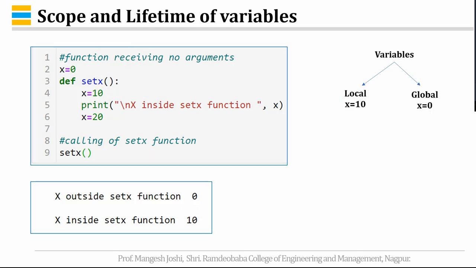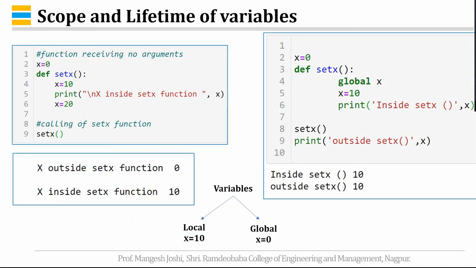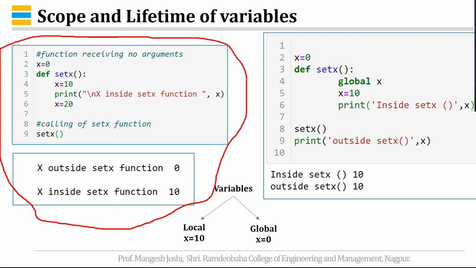Now there are certain rules to define global variables. We will see them in the next slide, but before that let us have one more look at the same example. Here again I have written the same function. This part is the same as previous. Now suppose you want to keep only one value of x inside the set x function as well as outside of it.